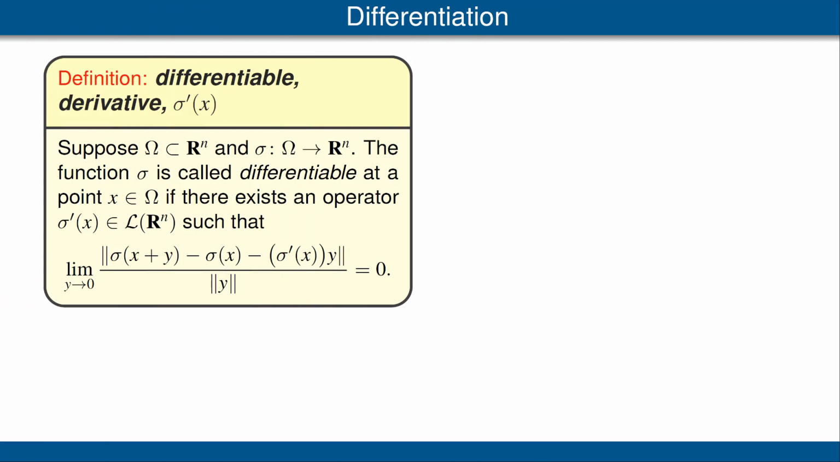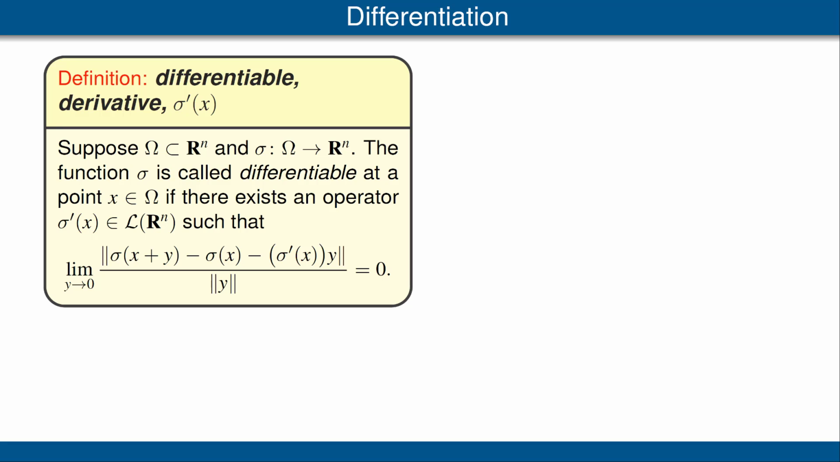Having dealt with integration, we will now deal with differentiation, and then we'll come back and connect the two concepts. Suppose omega is a subset of Rn, and sigma is a function from omega to Rn. The function sigma is called differentiable at a point x in omega if there's an operator sigma prime of x on Rn such that the limit that you see here is equal to 0.